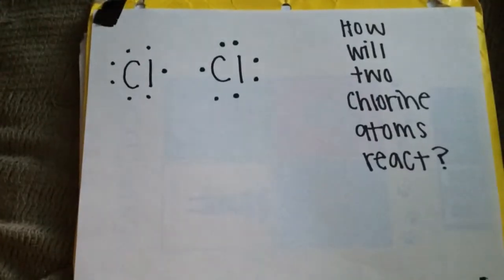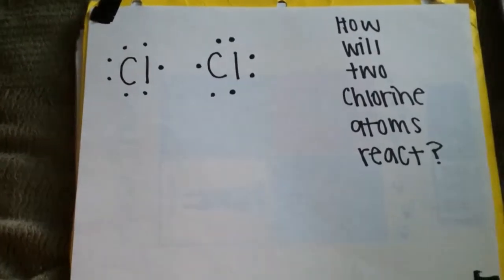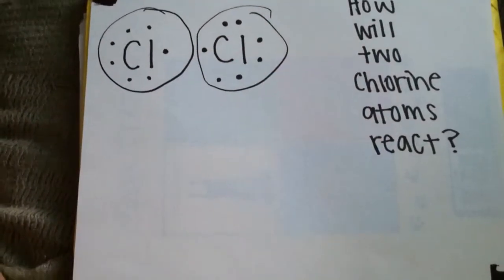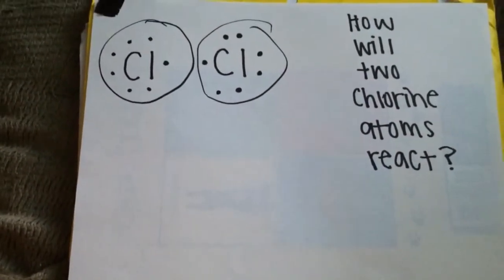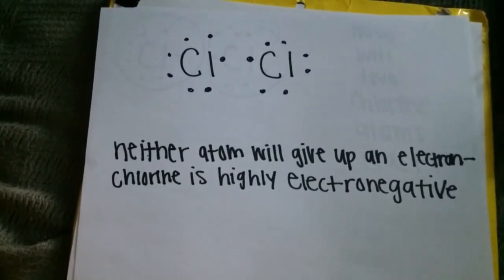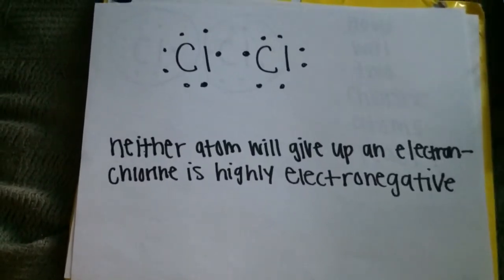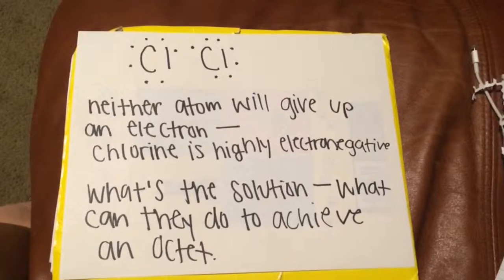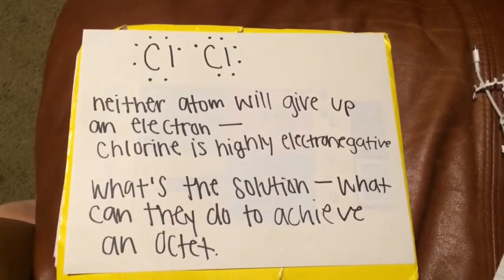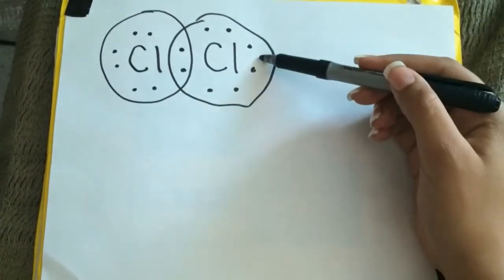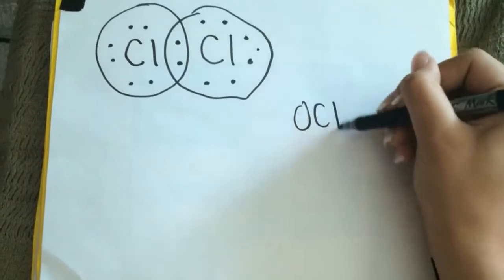Chlorine is one of the diatomic molecules that can form a covalent bond with itself. If we look at each structure, they both have 7 valence electrons. They each want to gain 1 electron, but they are both highly electronegative. Neither one will give up an electron; they both want to gain. The solution is that they can share their electrons. So now, each chlorine, if they count the electrons that are being shared, will have an octet.